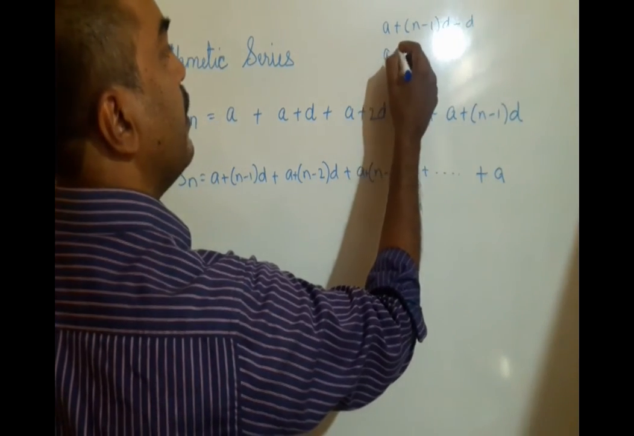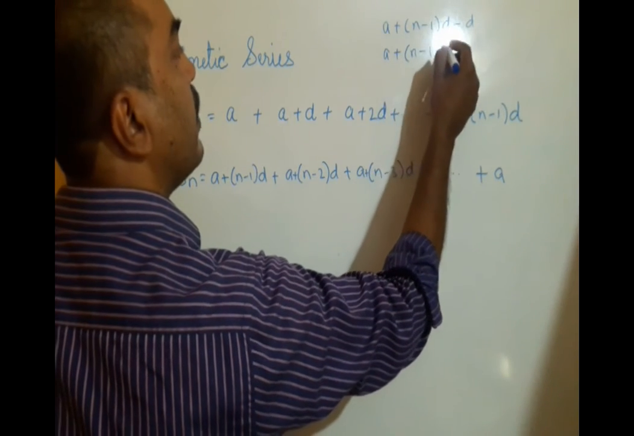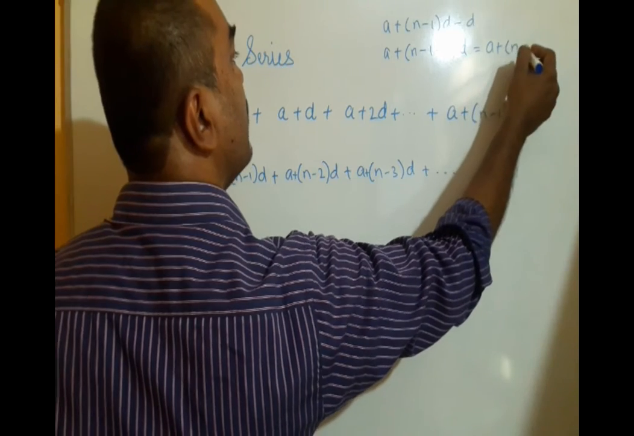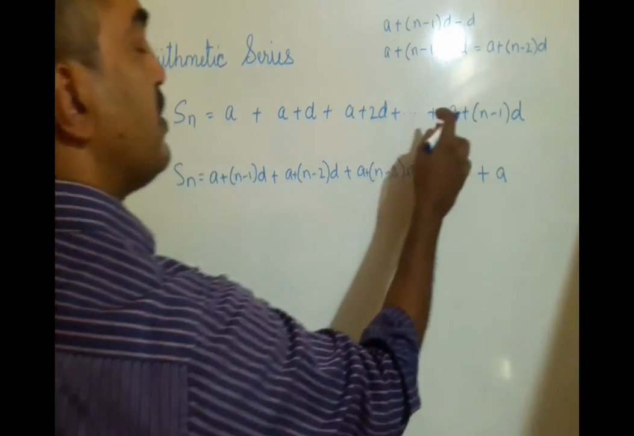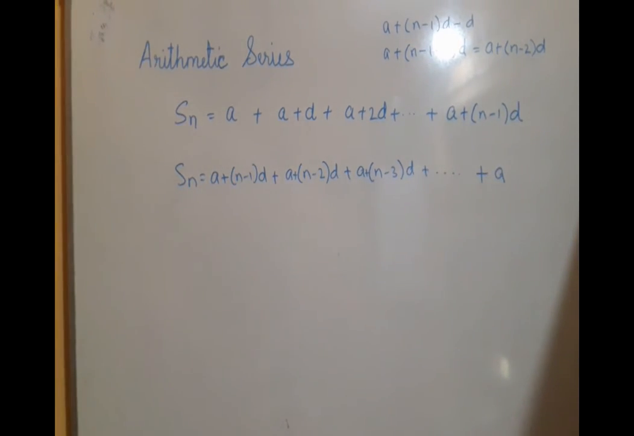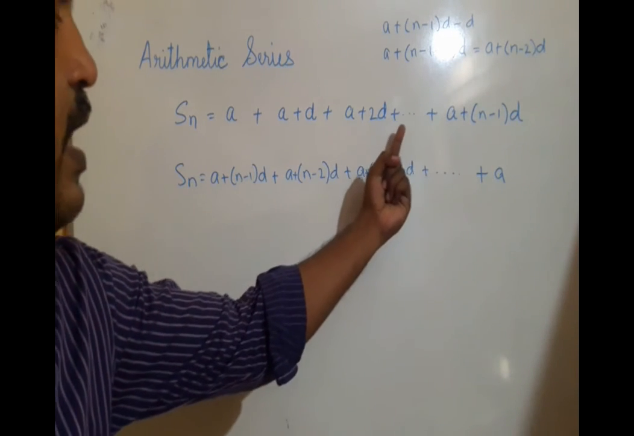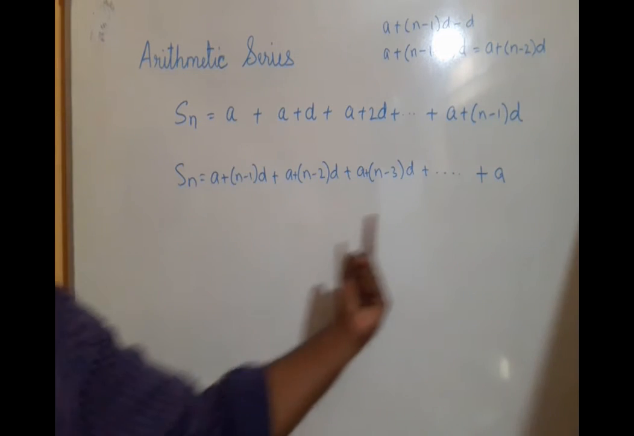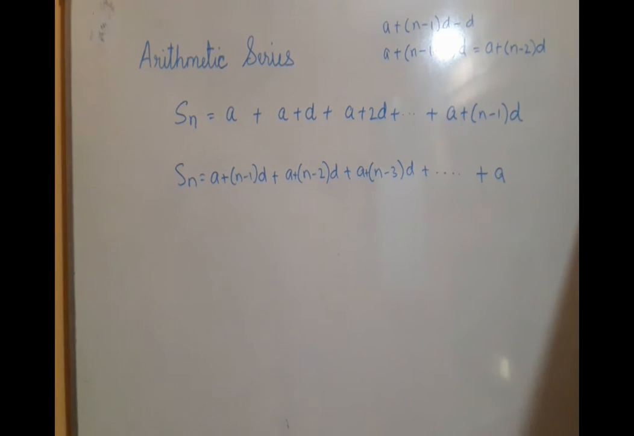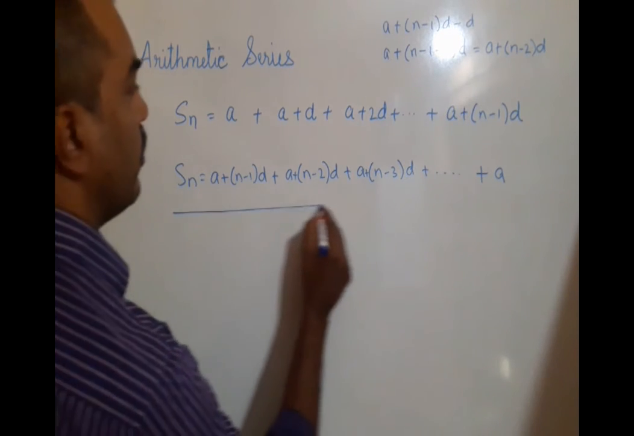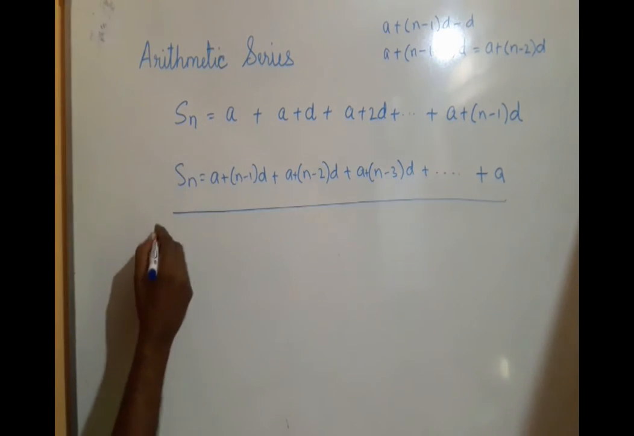So we have, taking out common, n minus 1 minus 1 d, which gives us a plus n minus 2 d. So the previous term is a plus n minus 2d. Similarly, the previous term will be a plus n minus 3d, and we go in a decreasing order till we reach the a. Now, what will we do? What we did before. We will add up these sums.